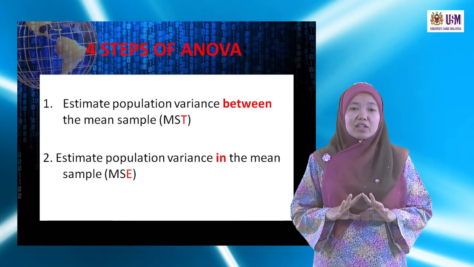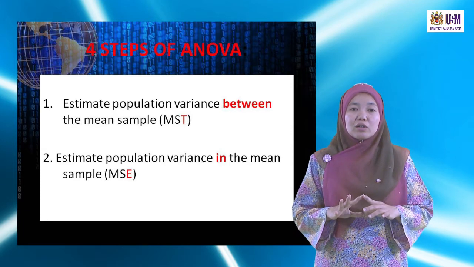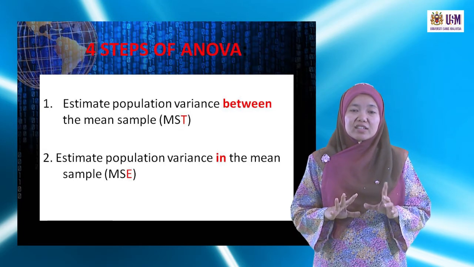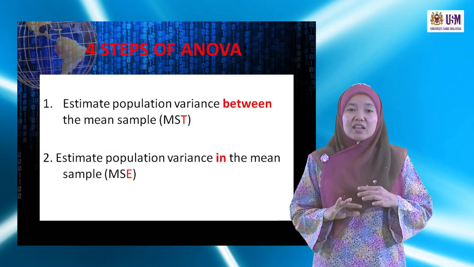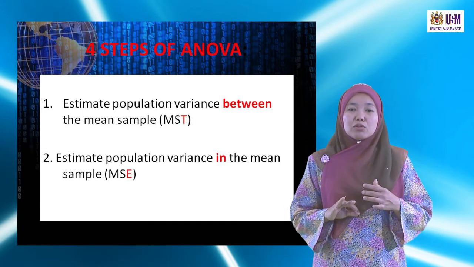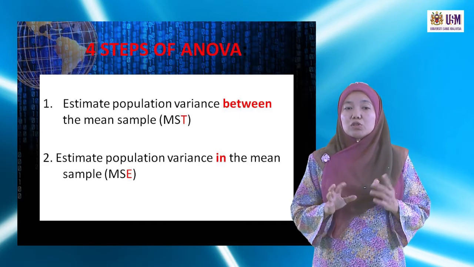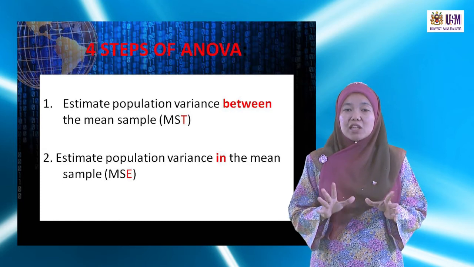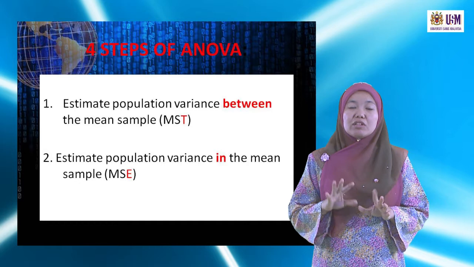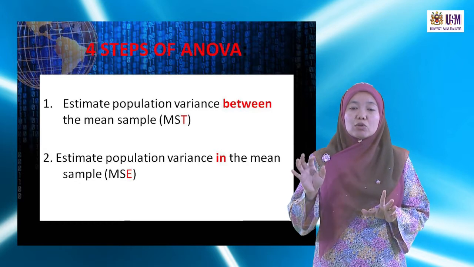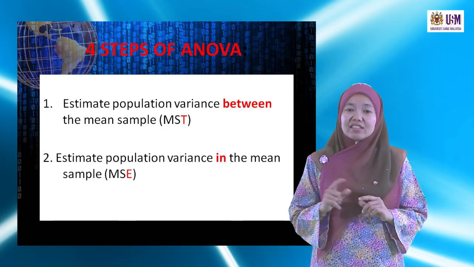Now we are going to look at the four steps of ANOVA, or analysis of variance. Bear in mind, the four steps of ANOVA are not something that you need to memorize in detail, as in the earlier types of hypothesis testing. This is just explaining the stages for you in doing the analysis of variance. The first step is to estimate the population variance between the sample means. This is what we call later the mean square for treatment, MST.